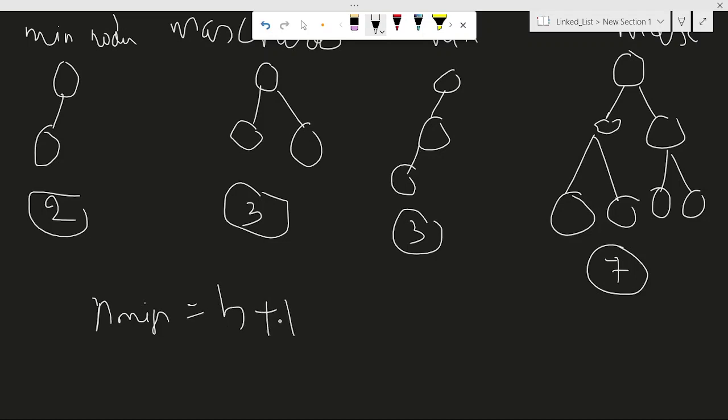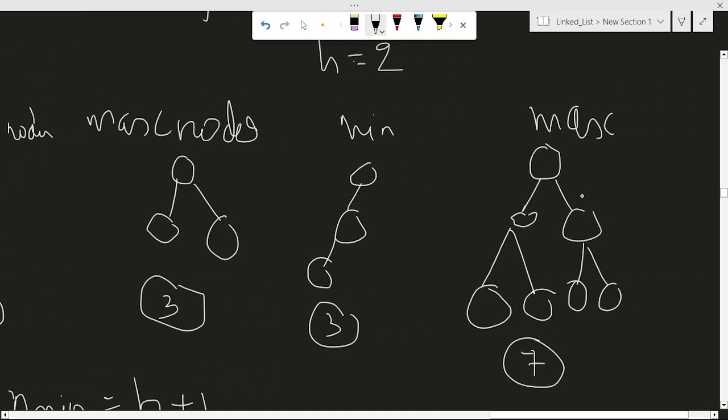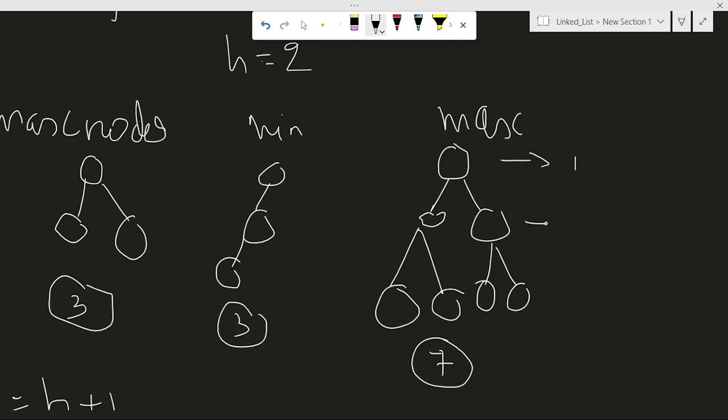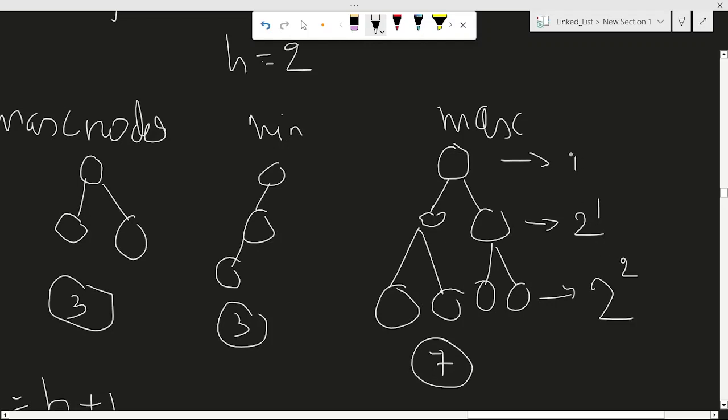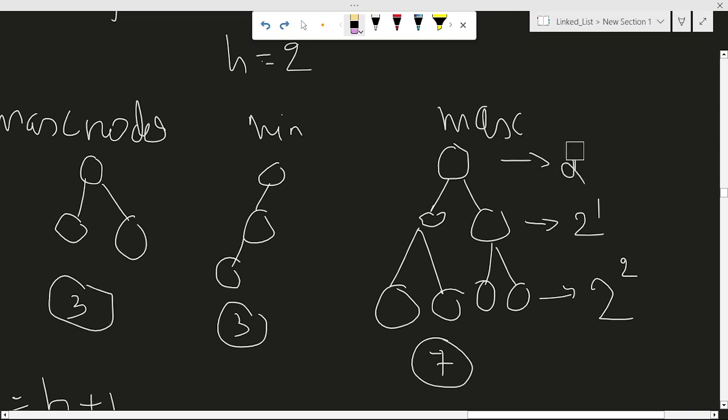So what is the maximum number of nodes? For that, I will take h is equal to 2. In this level, how many nodes are there? 1. Okay. In this level, how many nodes do I have? 2. Okay. In this level I have 4 nodes, or else I can take it as 2 power of 2. So this is 2 power of 1, and this is 2 power of 0. 2 power of 0 is what? 1. So I will take it as 2 power.